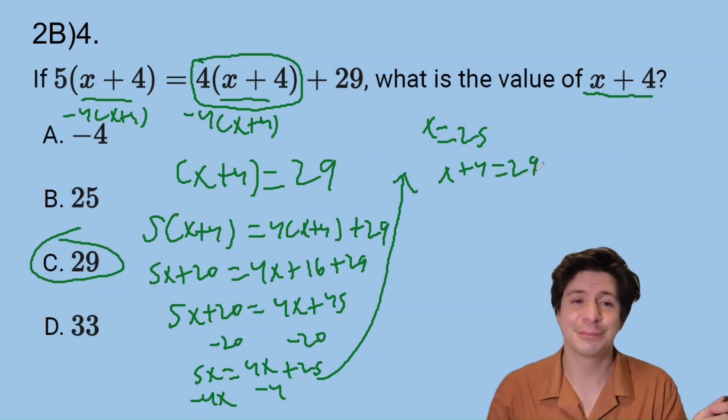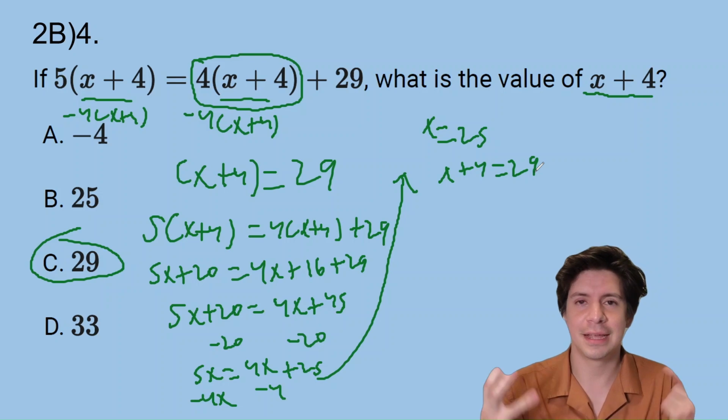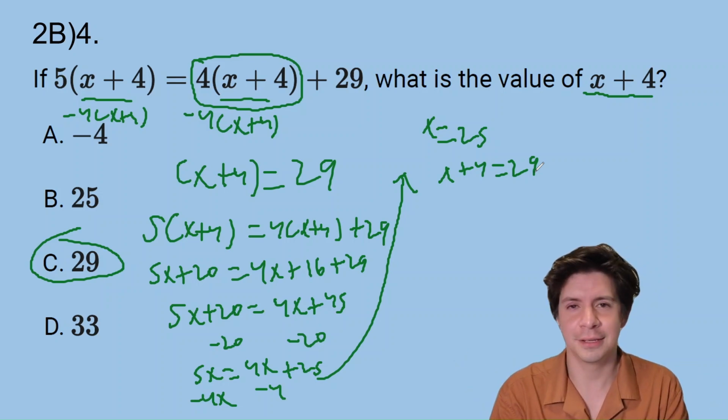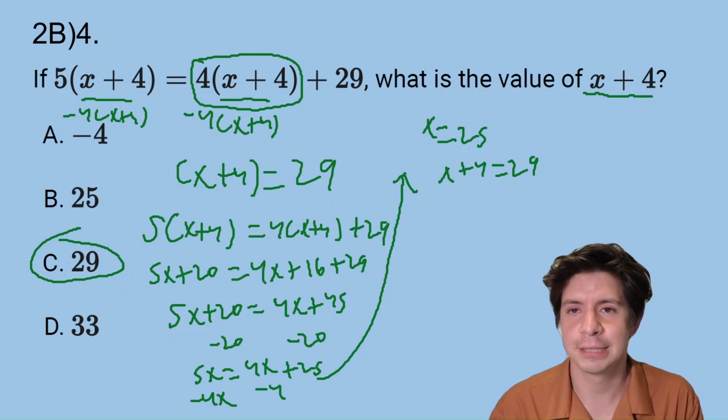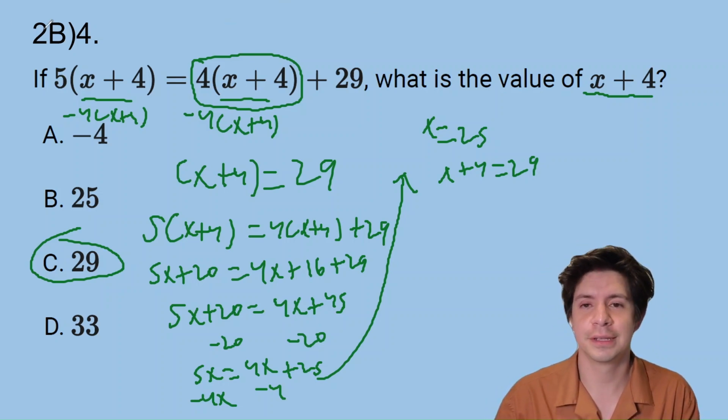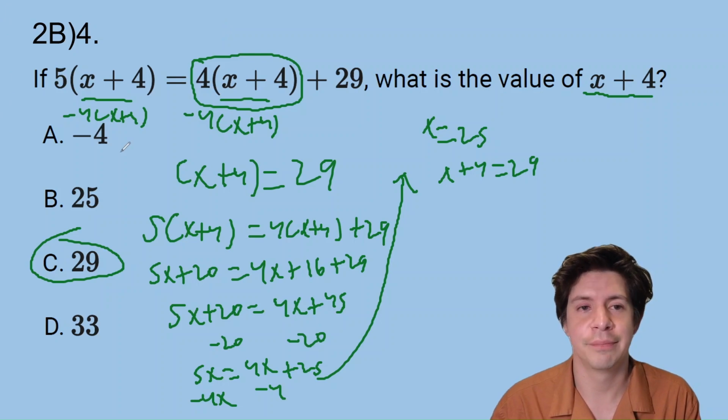But look at the first method. That was one step, basically, and I had it. And look at this method. Ugly, ugly, ugly. So you can do it that way if you don't think of this x + 4 method, but if you do think of it, that is really the best method.